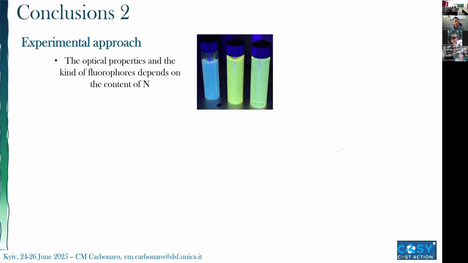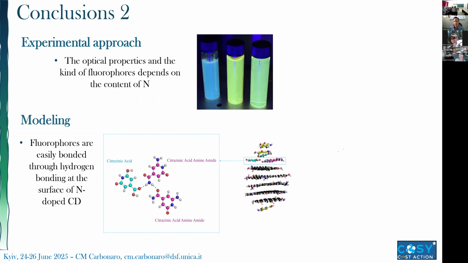The conclusion is that with an experimental approach, we were able to study the optical properties, and with the modeling, we were able to understand how these molecules, which we are sure from the experimental point of view are formed, can interact with a useful model of our carbon dot. In this case, we are considering only an ordered model. In the future, we want to consider also some disordered models of our carbon dots.